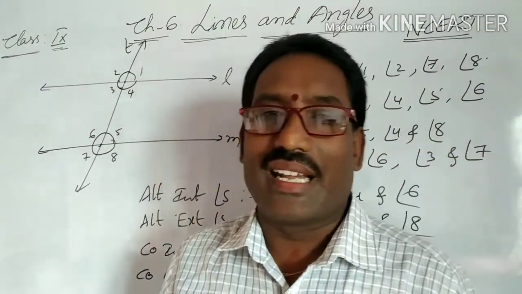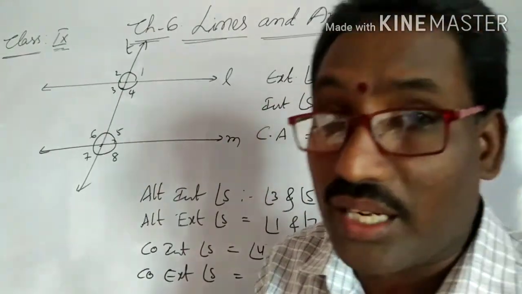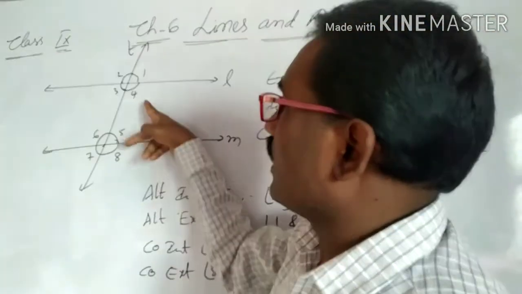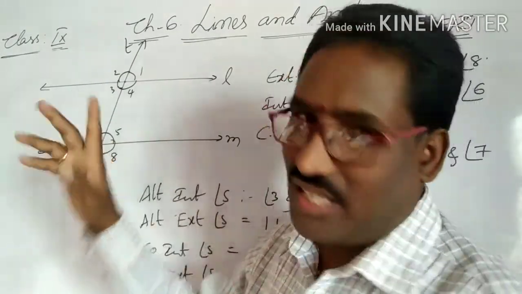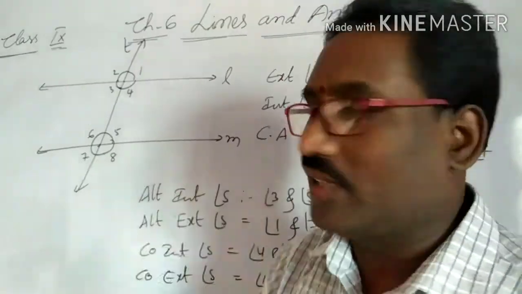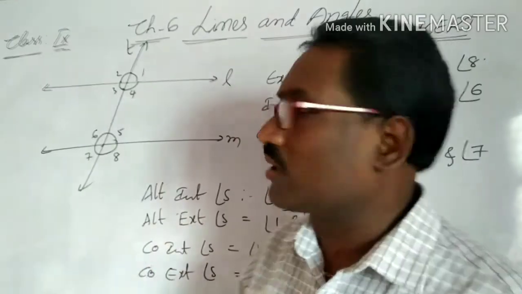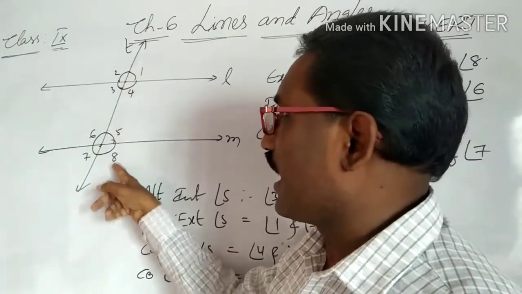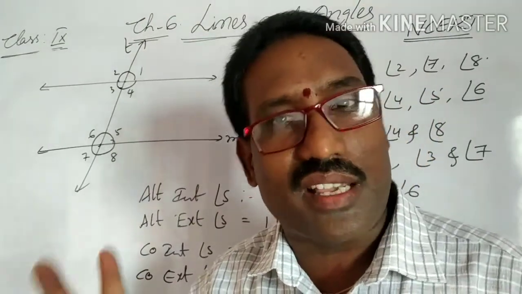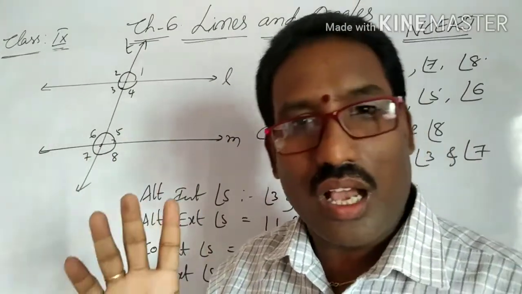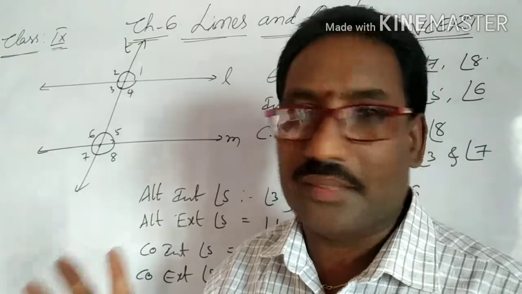Are you okay? Next, co-interior angles. What are the co-interior angles? See, angle 4 and 5, angle 3 and 6. Those are the co-interior angles. Co-exterior angles means what? Angle 1 and angle 8, angle 2 and angle 7 are co-exterior angles. Are you okay?